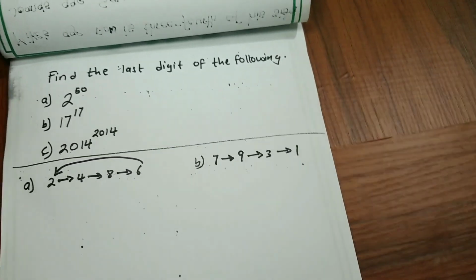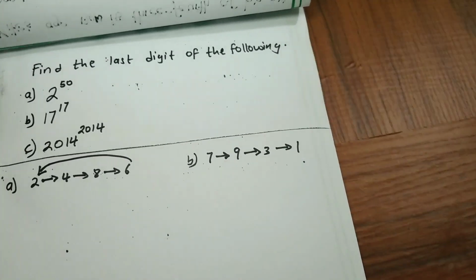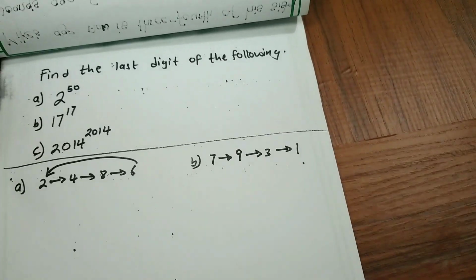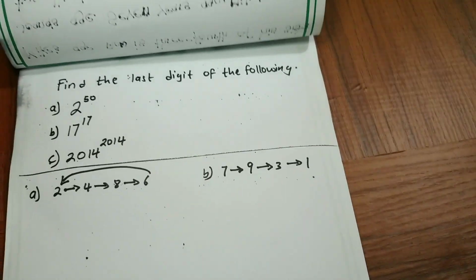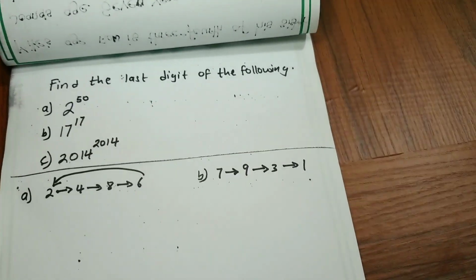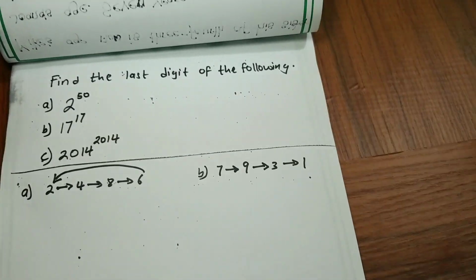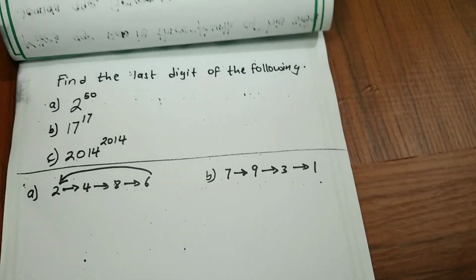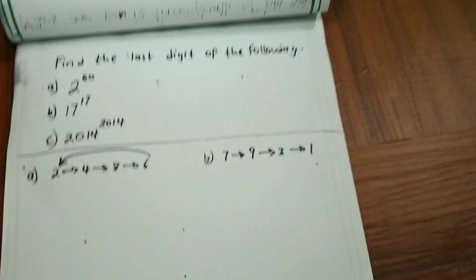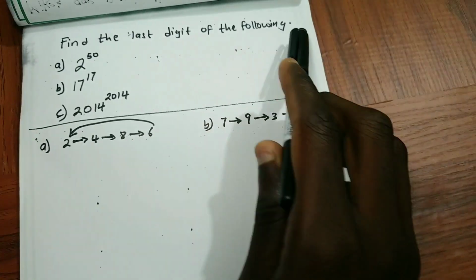So we looked at the cyclicity of 2 and the cyclicity of 3, for example, and you can actually find the cyclicity of the numbers from 1 to 9 or from 1 to 10 as well. I made mention that we'll be using this concept to find the last digit of numbers with larger exponents. So today we are going to talk about how to find the last digit of numbers with larger exponents. For example, find the last digit of the following.